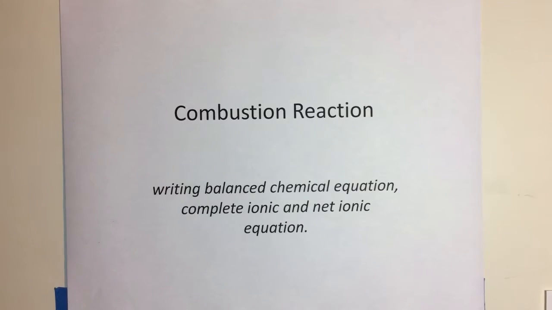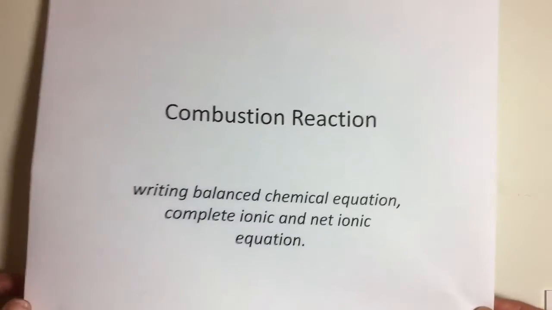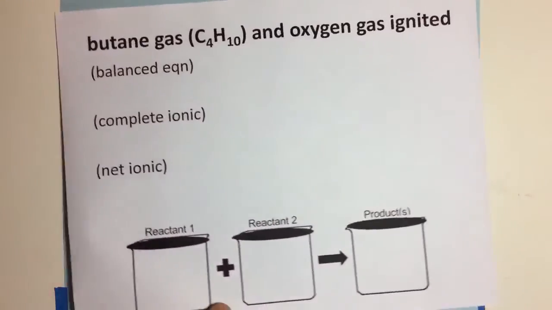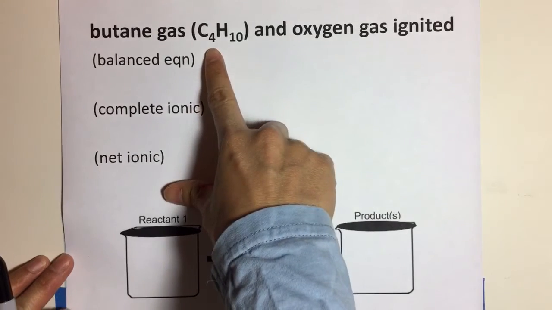So this is our next reaction, combustion reaction. And again, we're writing the chemical equation, predicting, as well as writing the complete and net ionic equation and drawing microscale illustrations. The example that we have today is butane gas. And notice how butane gas is a hydrocarbon.